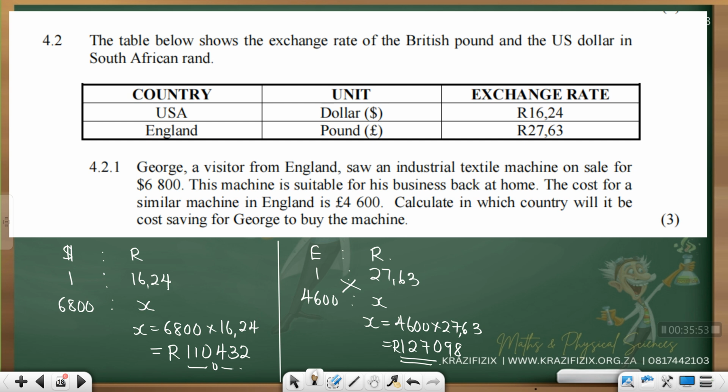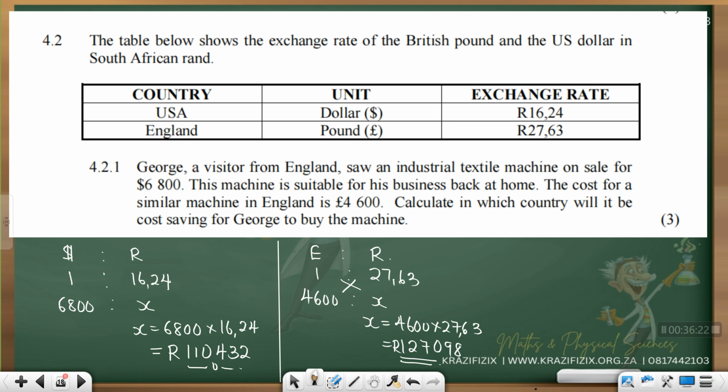Is it from England? George, a visitor from England, saw an industrial textile sale that this machine is suitable for his business back at home. George is from where? From England. All right. So what's your answer? Quickly. George is a visitor from England. Should he buy it in England?